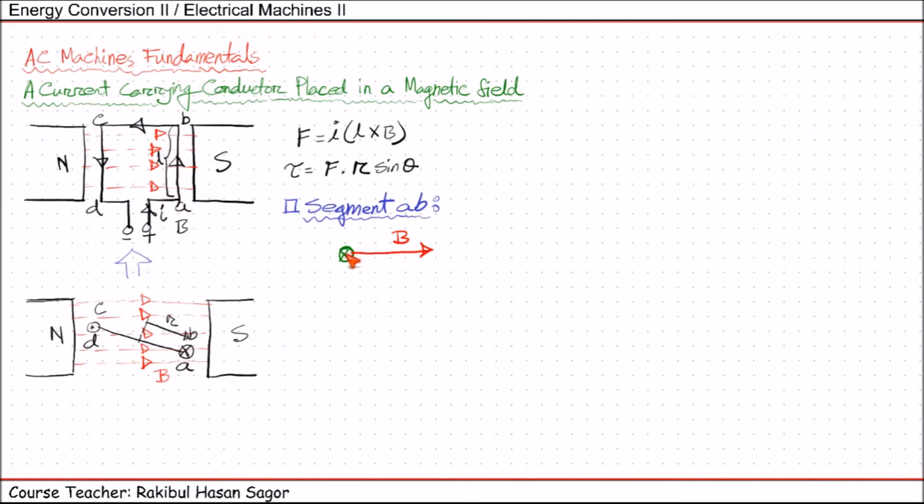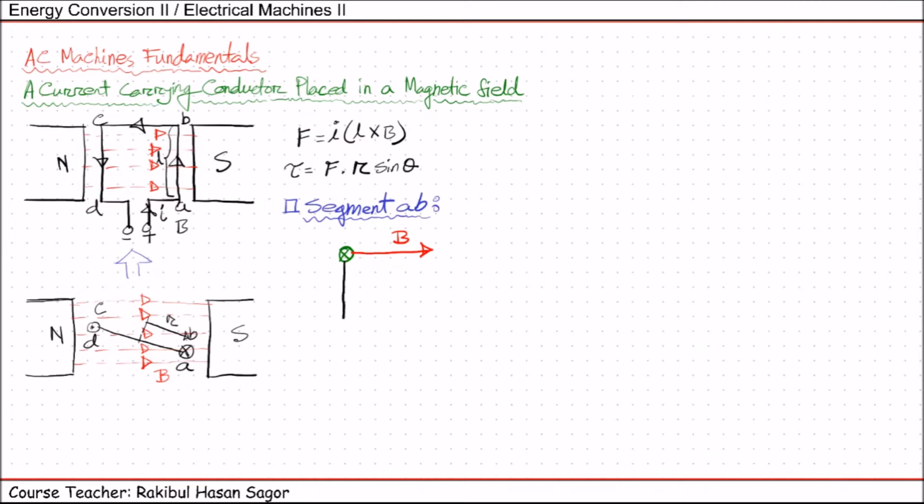As the direction of current represents the direction of length L, so L cross B, that means L is towards the paper and B is pointing towards right. So L cross B will give us the direction of force, which will be downward.